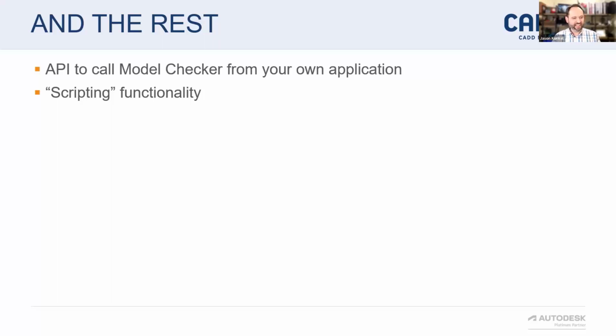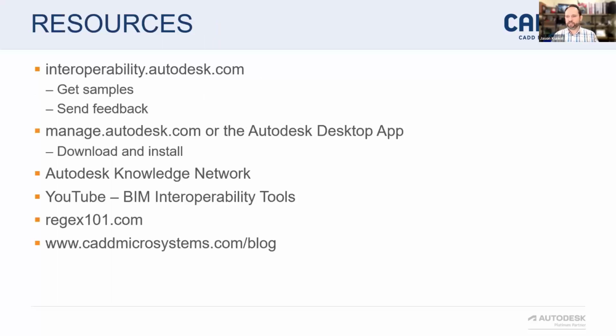So last slide I got, here's some resources. interoperability.autodesk.com, and the link is in the mural, of course. Those Power BI samples and some other samples you can download there. There are links to the AKN pages and links to YouTube there. If you go to YouTube and search for BIM interoperability tools, we have a channel with videos on this one and all other ones. I'd like to put regex101.com down there. If you're building regular expressions, that's where I always go. And then every so often our team blogs about some of the wackadoodle ones we're making for the model checker on our own blog there.